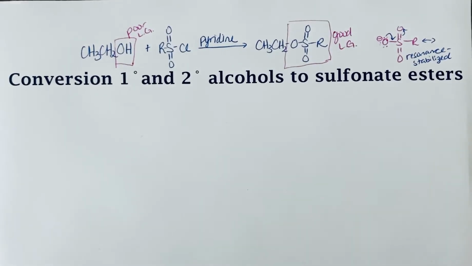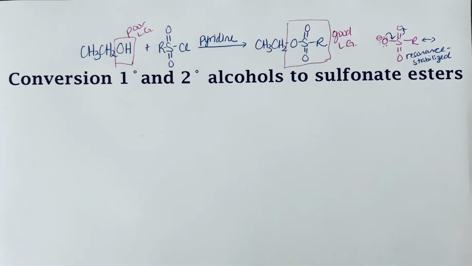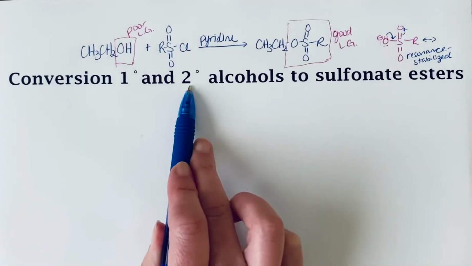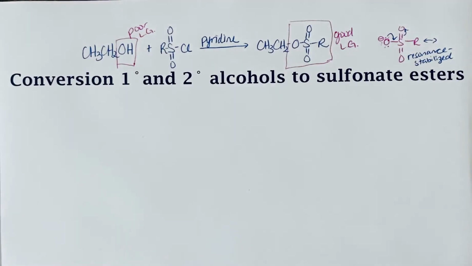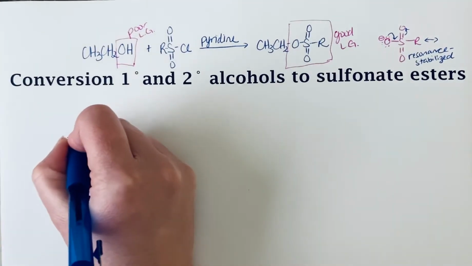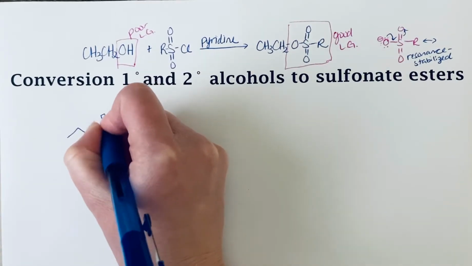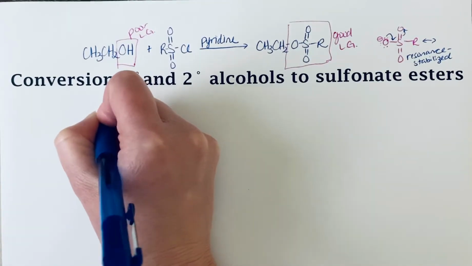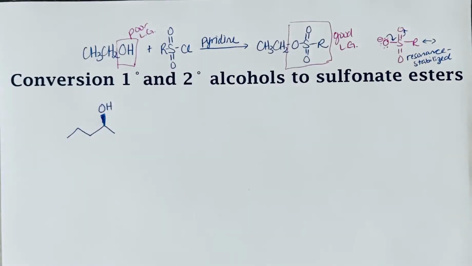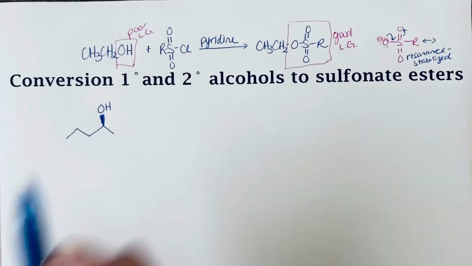Okay, so if we wanted to do further substitution or elimination chemistry with an alcohol, we'd want to convert it into a good leaving group first. We've seen some methods to convert alcohols into alkyl halides, and this is just another good leaving group. I am going to focus on a secondary alcohol to draw this because we want to look at what happens if your alcohol happens to be chiral. So I'm going to draw a small chiral alcohol, and we want to focus on what happens to that chiral carbon.